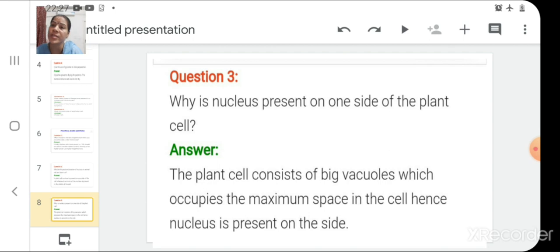Now the next question is related to the previous question only, that is, why is the nucleus present on one side of the plant cell? The answer to this question is, the plant cell consists of big vacuoles which occupy the maximum space in the cell, hence the nucleus is present on the side.